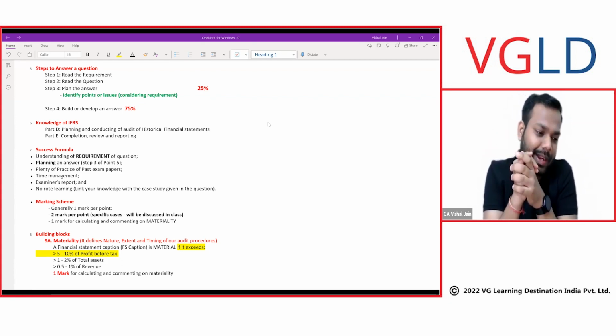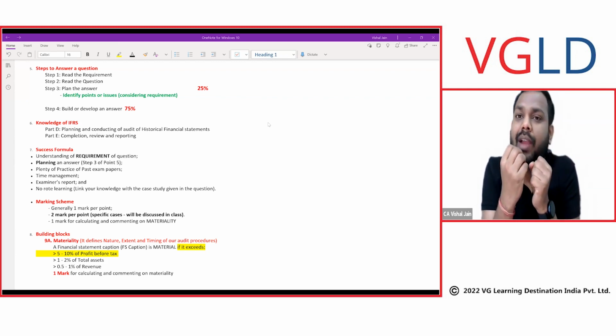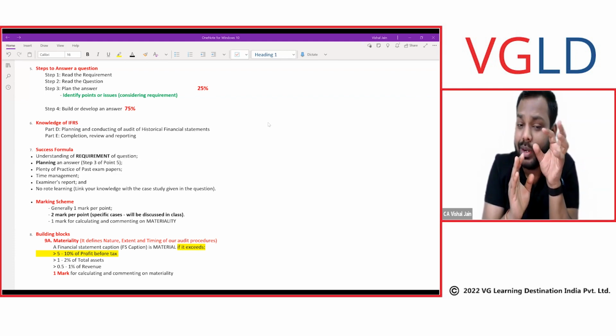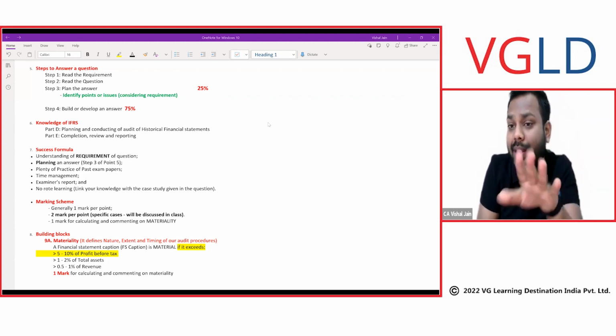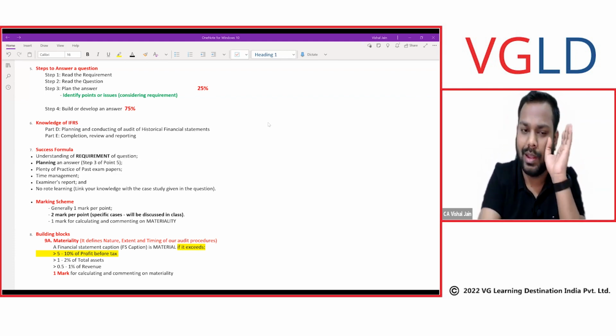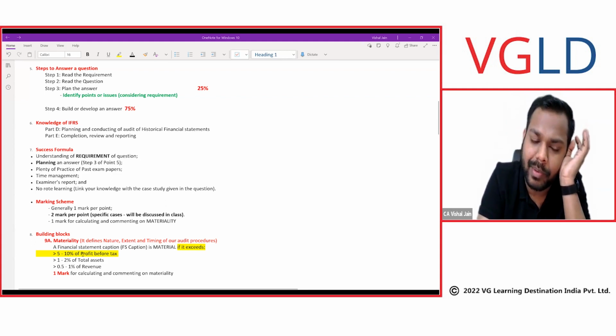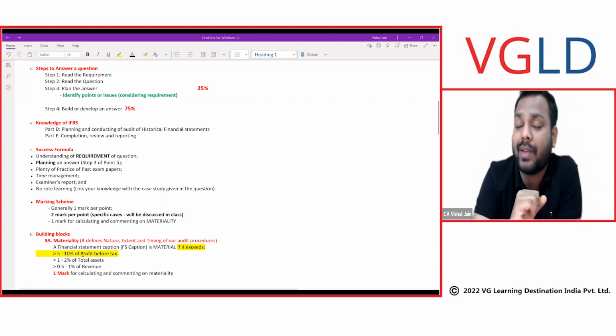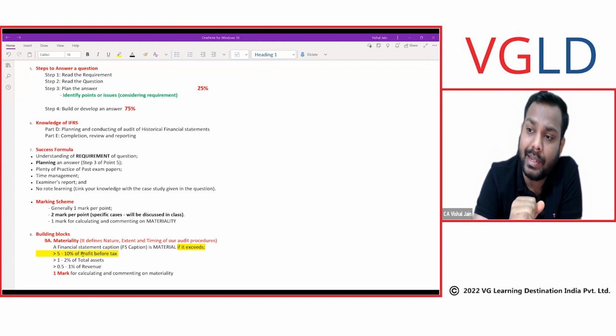If I say it is material if it exceeds 5 to 10% of profit before tax, understand this line, you have to read between the lines. If I'm saying if it exceeds 5 to 10%, let's suppose a particular FS caption is 6% of profit before tax. Can I say that is material? If it is 6% of profit before tax, tell me Tejasri.